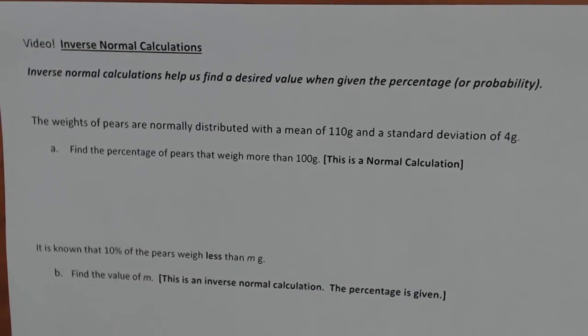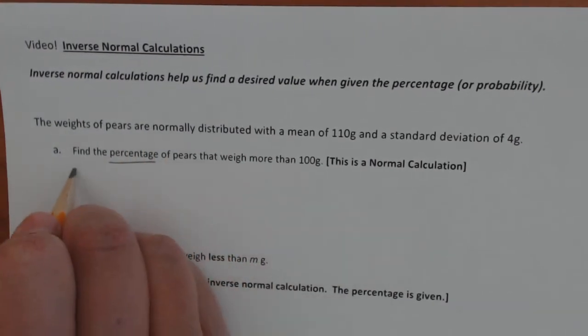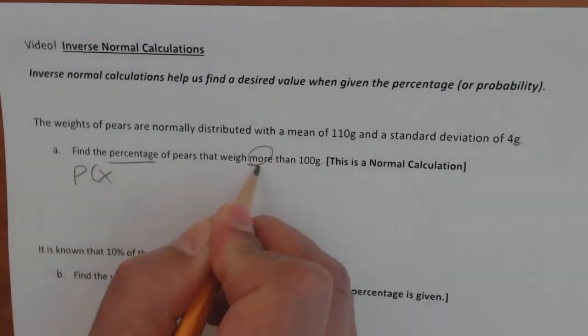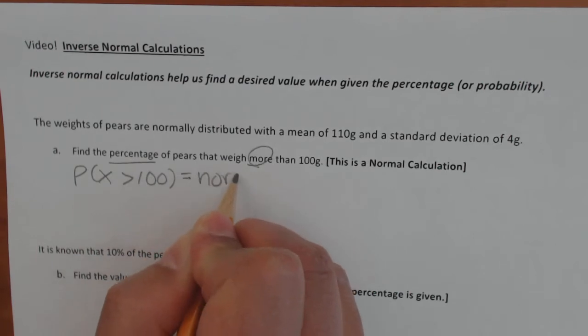So here we go. Inverse normal calculations help us find a desired value when given the percentage or probability. Our example is about pears. The weights of pears are normally distributed with a mean of 110 grams and a standard deviation of 4 grams. Part A, find the percentage of pears that weigh more than 100 grams. This is a normal calculation, and the reason why is because we have to find the percentage. So this is just like what we were doing before, where we have to use our normal CDF.